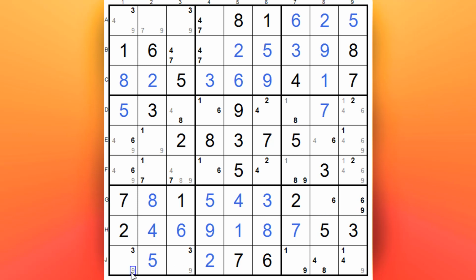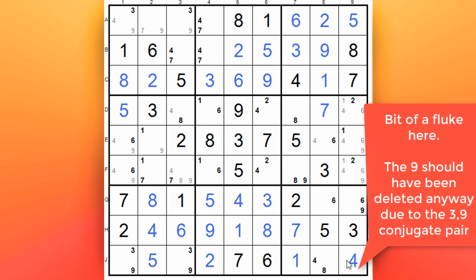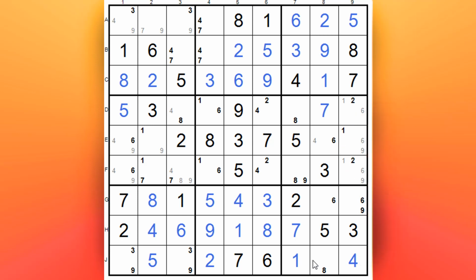We have a 3 9, 3 9 here. So that conjugate pair here is going to get rid of that 9 here, giving us a 1, which will get rid of that one and that one and that one, giving us here a 4. That will get rid of, I don't know if this will do it, maybe it will. 4. I'm sort of keeping my fingers crossed.